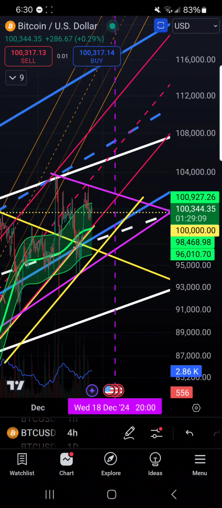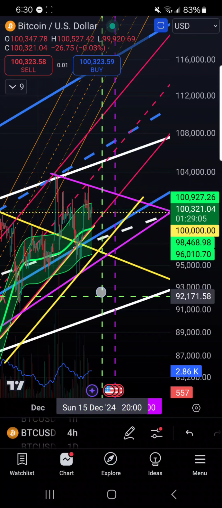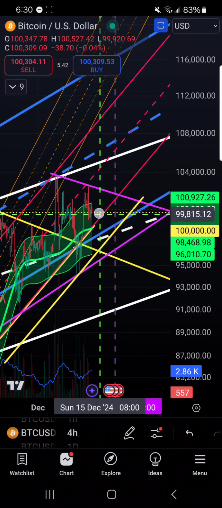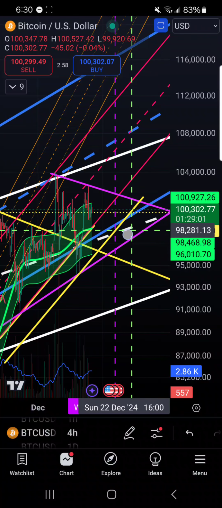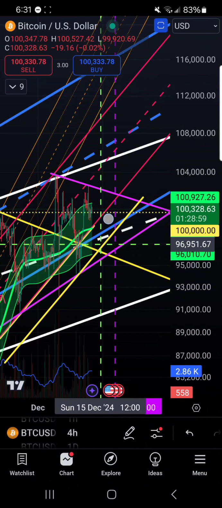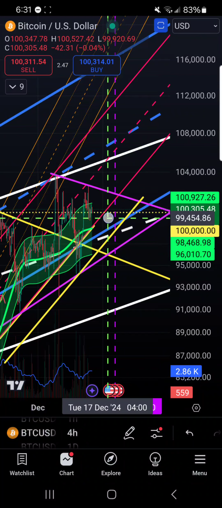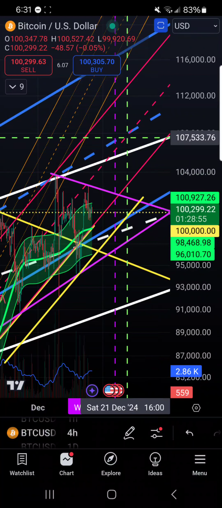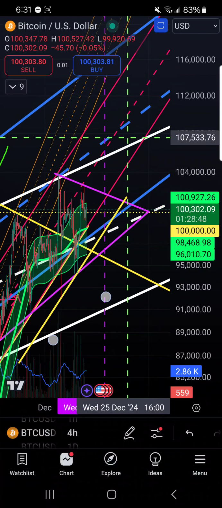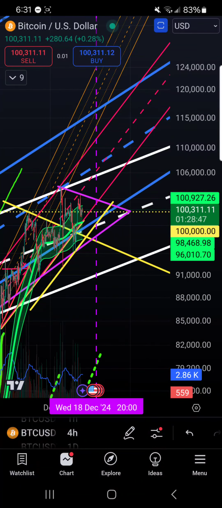It's just wanting to break out here to the upside. And if we did come down here, go sideways a little bit, and this turned red, then that would be like, yeah, boom, we're going to explode from there. So anyway, that's one thing I wanted to show you with the 4-hour.